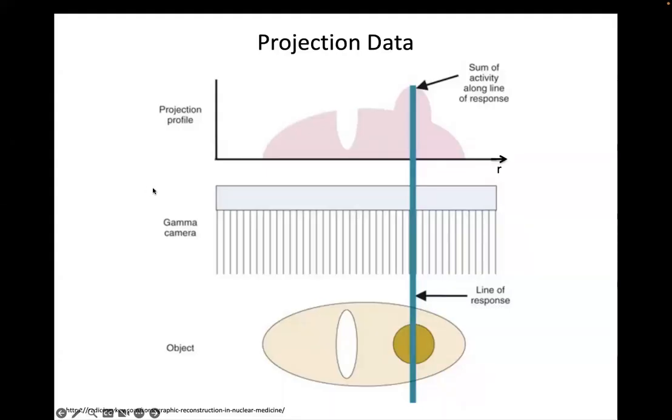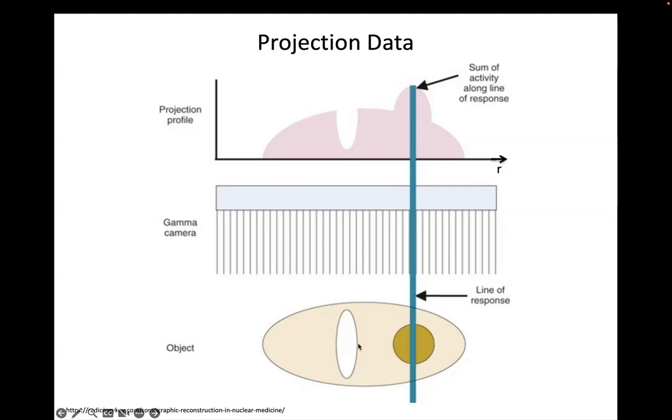So what does the projection look like? Here's our gamma camera. This is R along this direction. Here is a cartoon of an object we're going to image. And we have 3 levels of activation in this object. Inside this circle, we have high activation. So there's a lot of photons coming out of this.